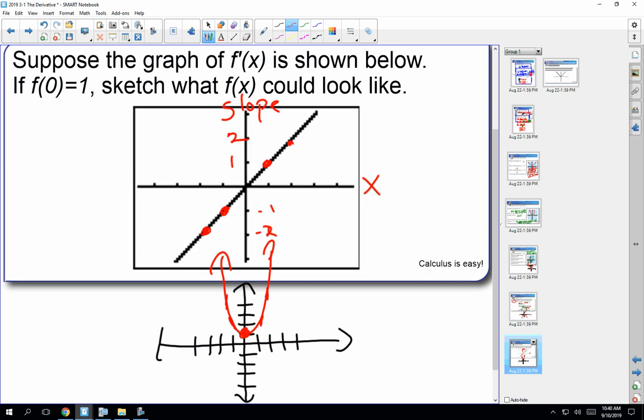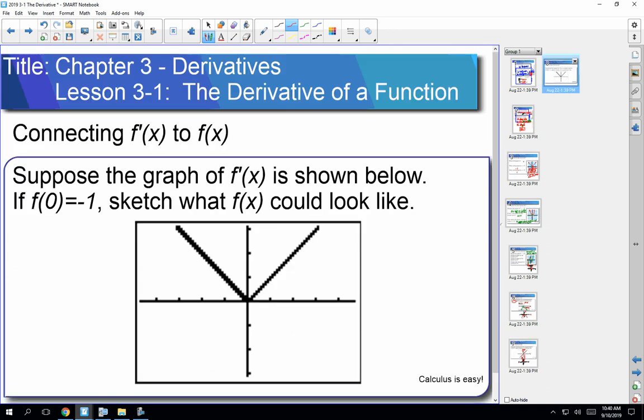Last one here. I just have one more for you. Suppose the graph of f prime is shown below. I'm turning it around on you a little bit. This is f prime, and it's the absolute value graph, and we don't know what function it is the derivative of. Like on the previous one, some of you knew: a linear function, if you go backwards, is quadratic, right? So now we don't know that. How would you handle this?